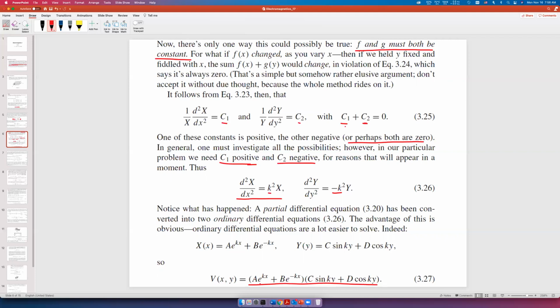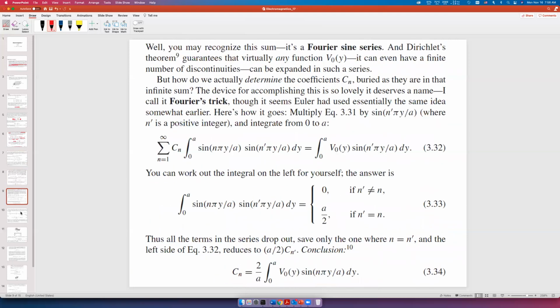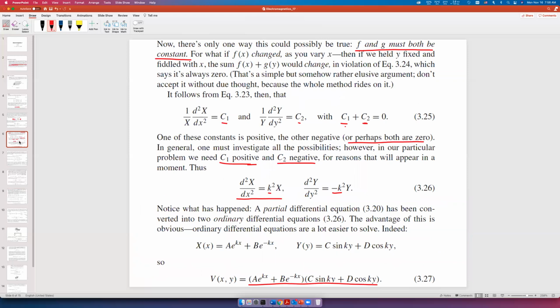Later on, you need to figure out A, B, C, D, K using all the boundary conditions. And some of the constants might simply be zero, which makes it pretty easy. If you want to see the details, just go through the examples in the textbook. We're not going to go through all the details because the general scientific idea is done once you get this equation.